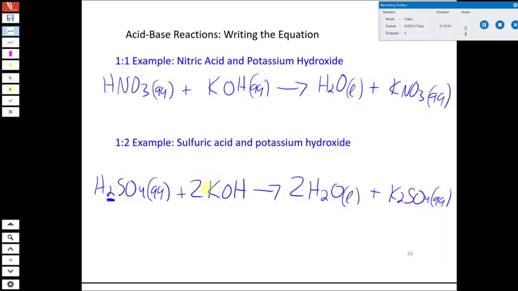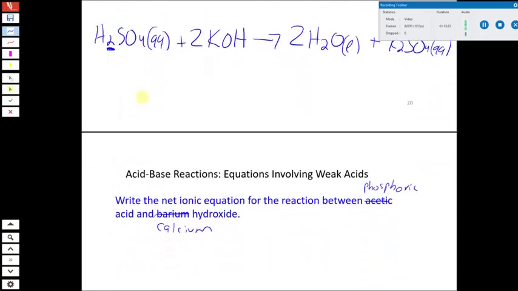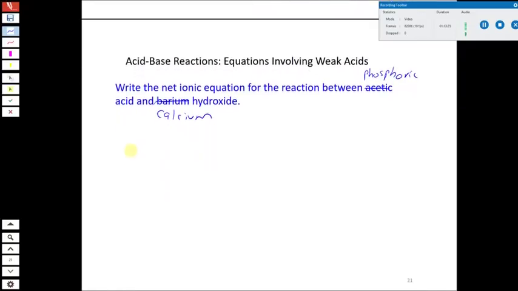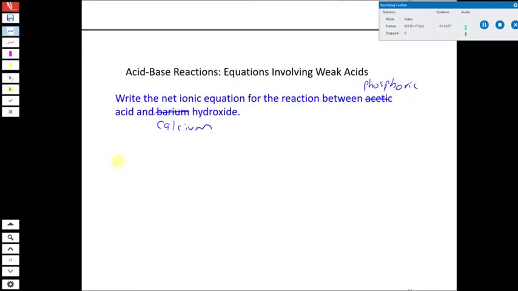All right? Any questions on those ones? All right, the last one we'll do then, I changed my mind about what we're going to do, so you have to edit the problem that's in there. So let's do the net ionic equation for the reaction between phosphoric acid and calcium hydroxide. It's a little bit different than what I initially wrote in there.